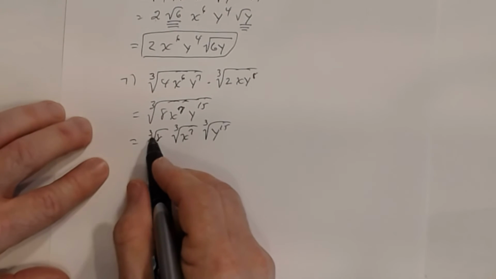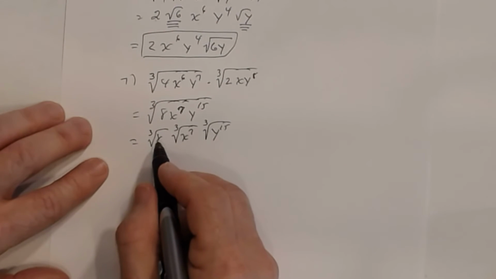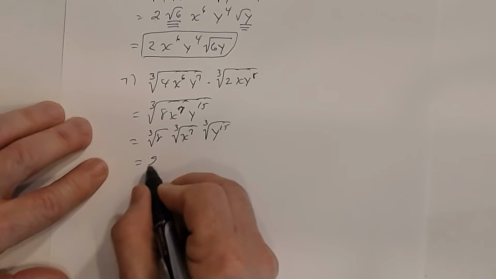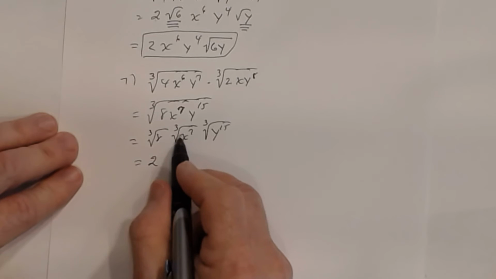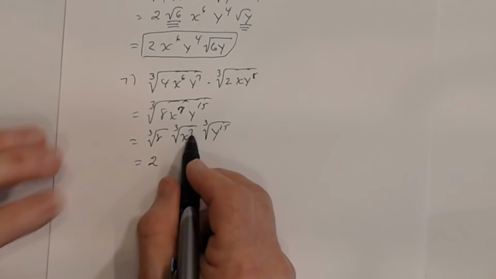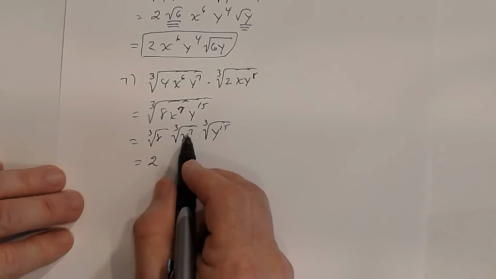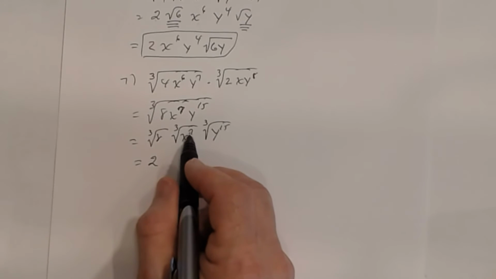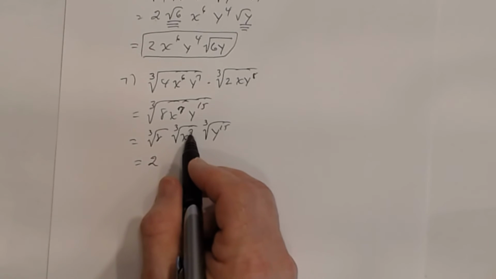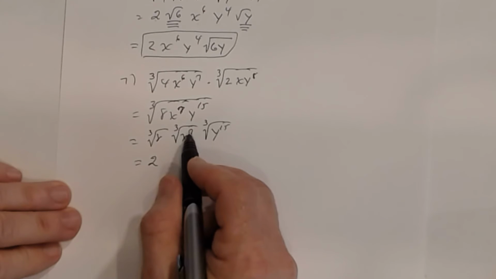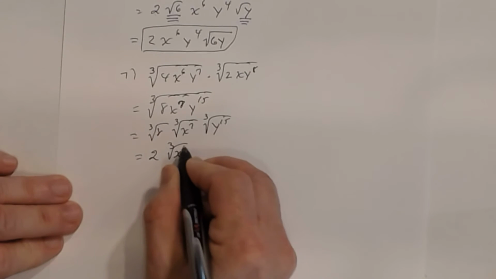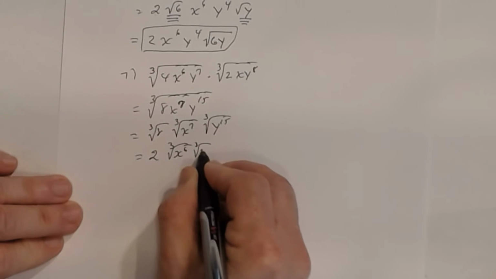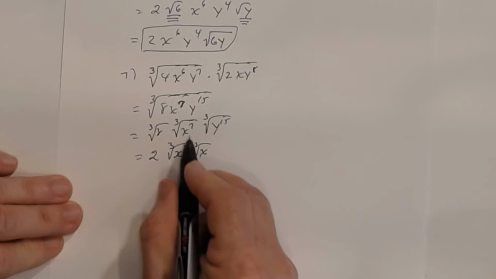And 8 is a perfect cube already, so the cube root of 8 is 2, because 2 times 2 times 2 is 8. Now, I can simplify the cube root of x to the 7th because 7 is greater than or equal to 3. But 7 is not divisible by 3, so we've got to ask ourselves, what's the largest whole number less than 7 that's divisible by 3? And the answer is 6. 6 is divisible by 3. So I'm going to rewrite this as a cube root of x to the 6th times a cube root of x. 6 plus 1 is 7.